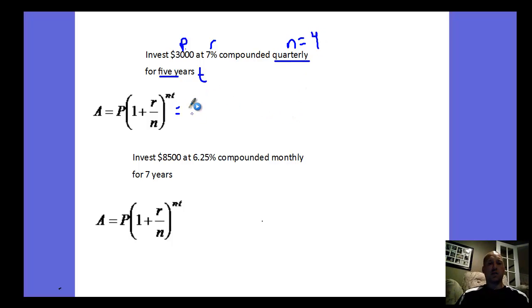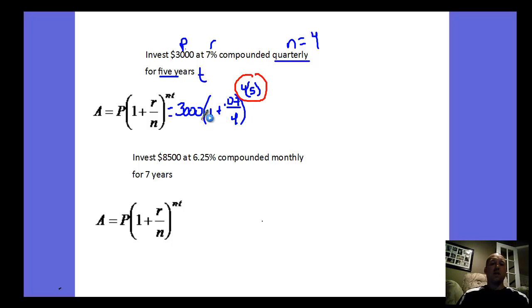So if we're going to plug this into our formula, 3,000 our starting amount times 1 plus our rate as a decimal, 0.07, all over 4 for quarterly, to the 4 times 5. So looking at how we're going to solve it, we're going to have to deal with the power, 4 times 5. Then we can do this base to the 20th power. Then you can multiply by the 3,000.